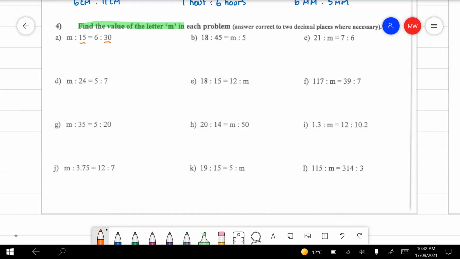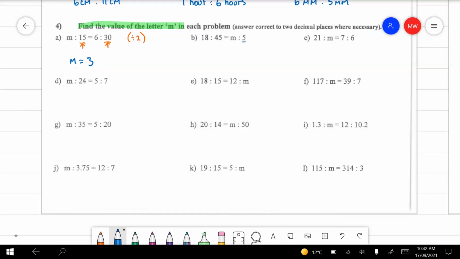So what I do is I look at this number and I say, what did I do to that number to turn it into a 15? And in this case, what I did was I divided it by 2, okay? So what I'm going to do to the 6 is I'm going to divide that one by 2 as well, and that will mean that m is 3, okay? Let's try the next one.